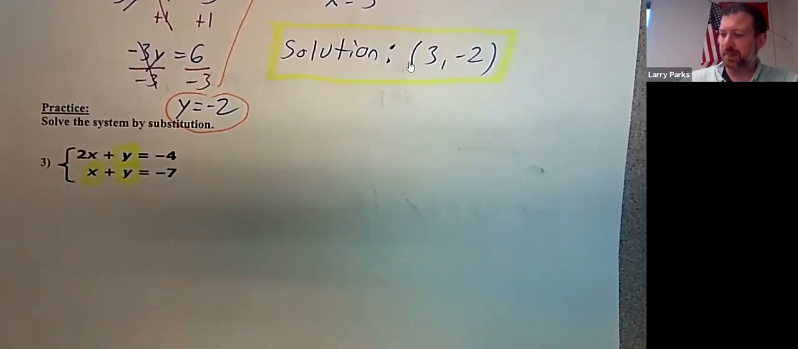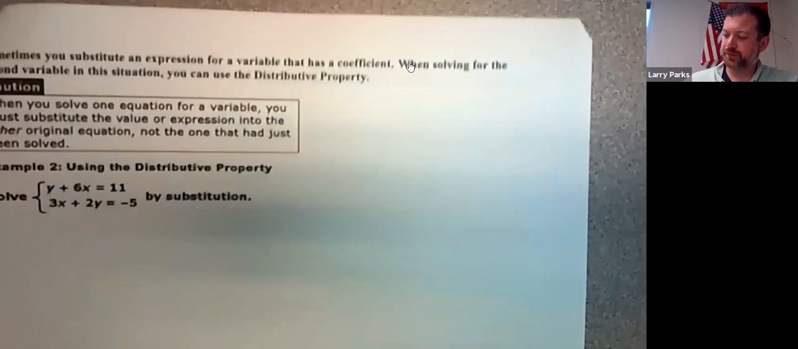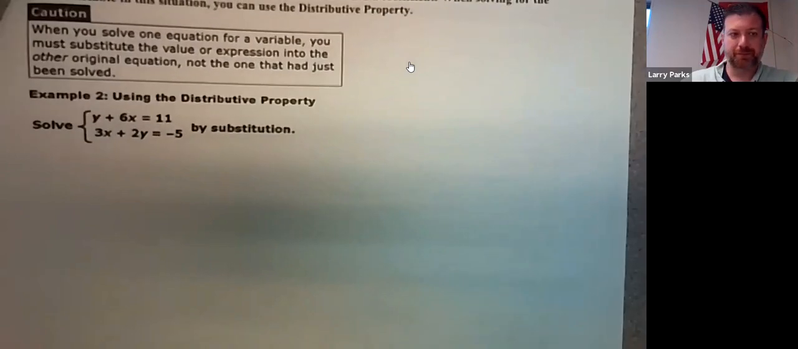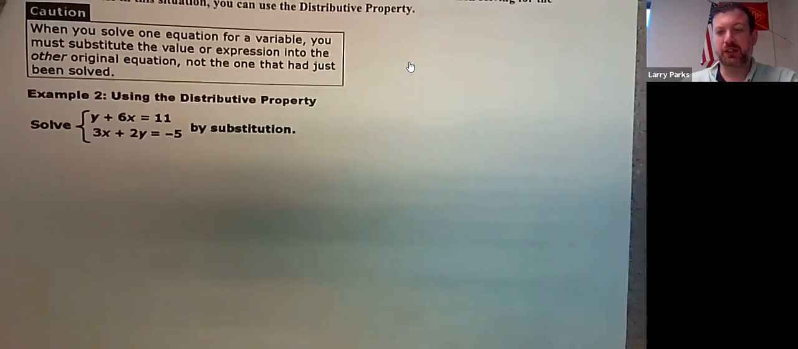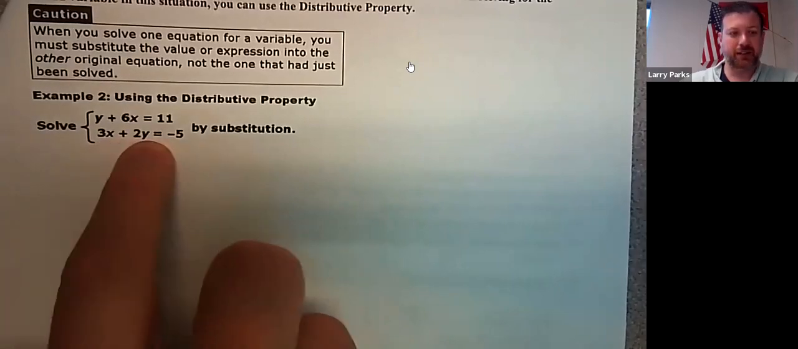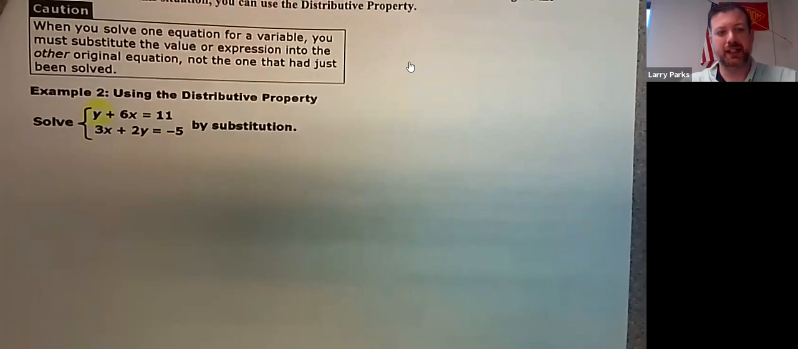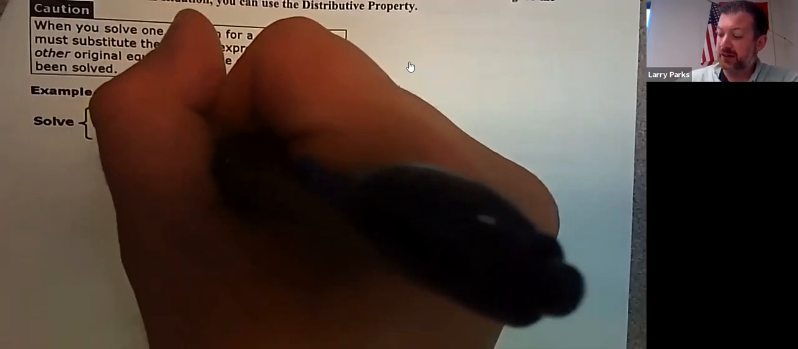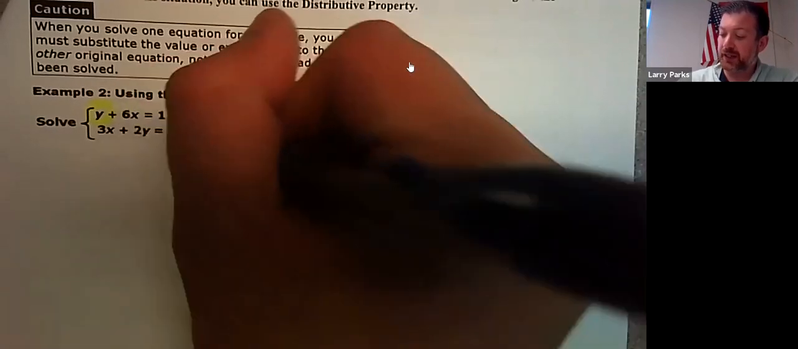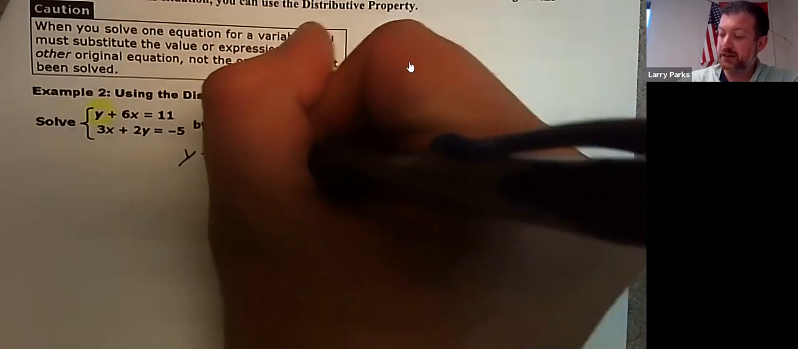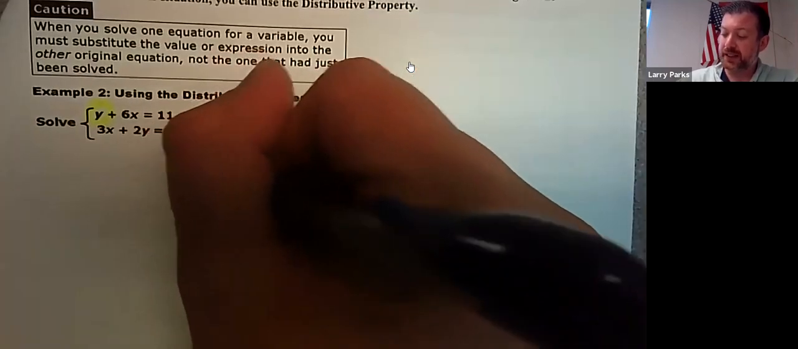The next one. There's only one good variable to isolate for, because we have 3 in front of that one, 2 in front of this one, 6 in front of this one. So the only good one to isolate would be the y. So I'll start this but not finish. I would go, okay, let's isolate for y. I would subtract 6x from both sides.